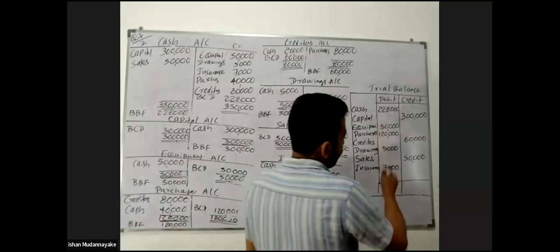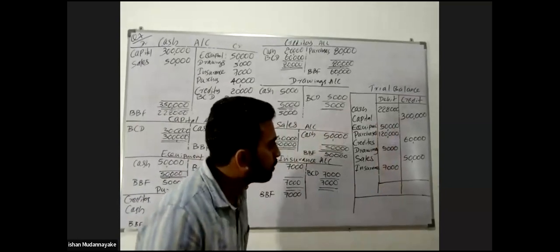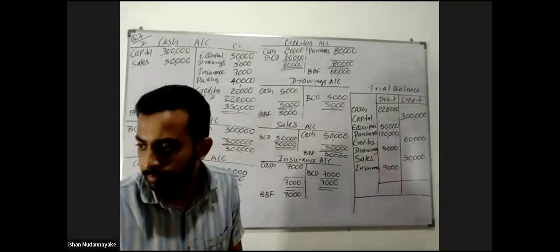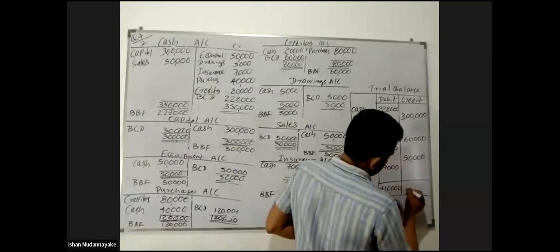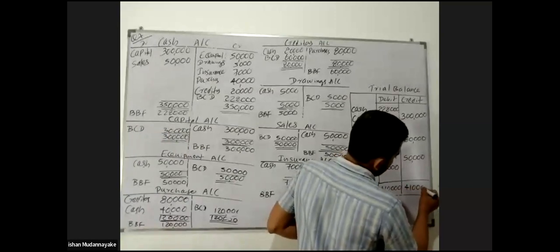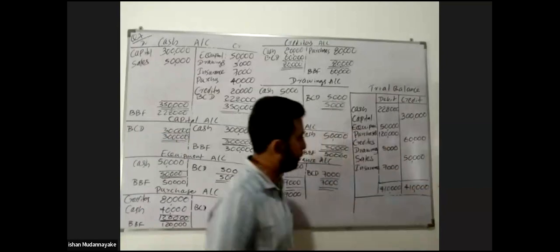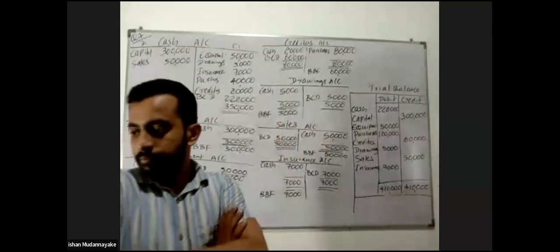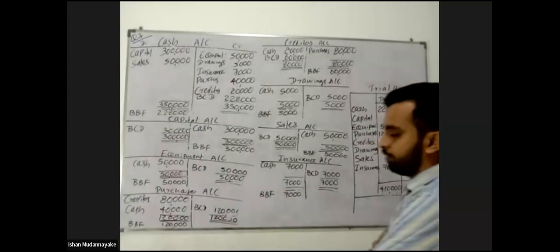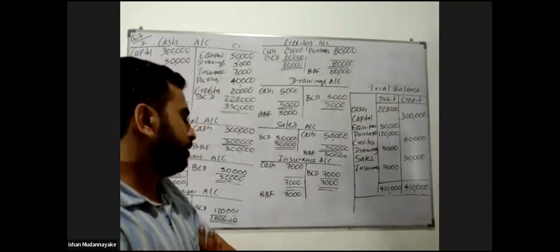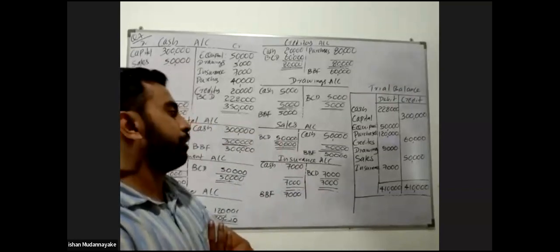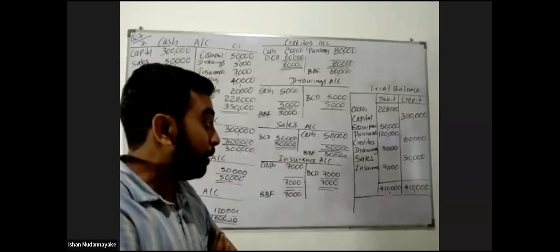Debit side total amount, how much? 410,000. Then credit side also 410,000. Yes, 410,000 credit side. Right. If you pass double entries properly and balance the accounts, it will be equal.